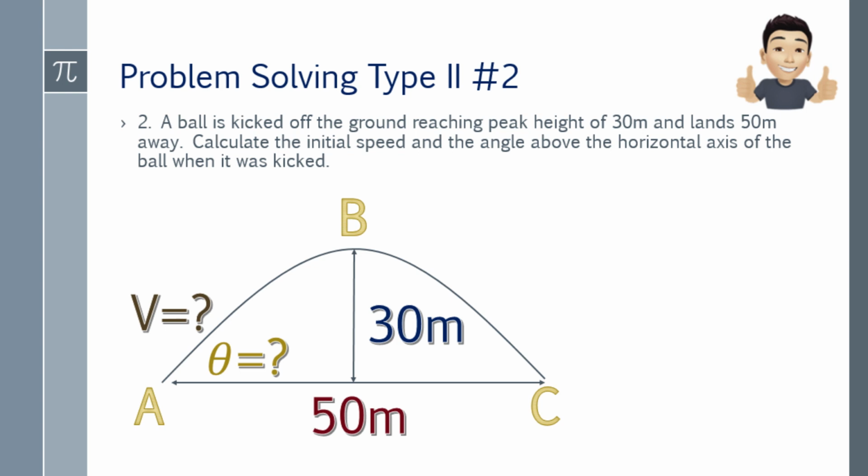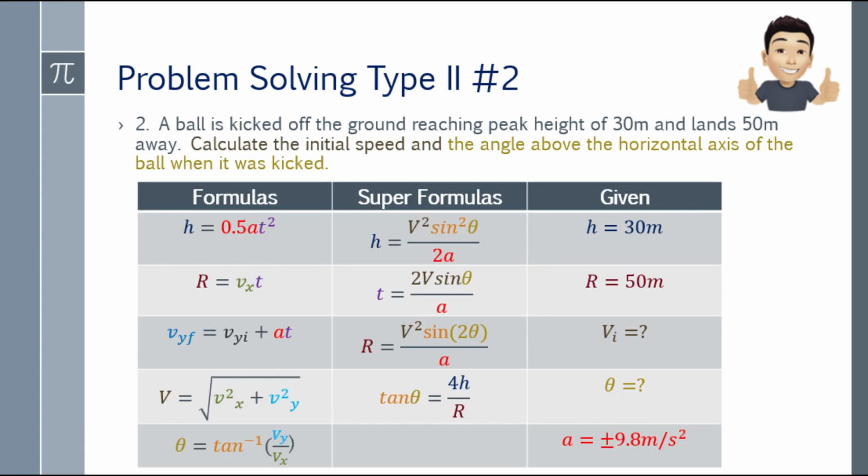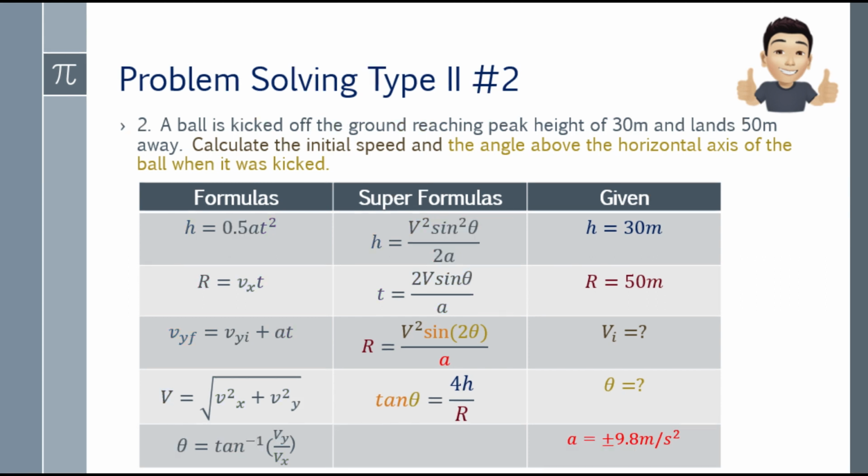Alright, next problem tayo. Problem solving type 2, number 2. A ball is kicked off the ground, reaching peak height of 30 meters and lands 50 meters away. Calculate the initial speed and the angle above the horizontal axis of the ball when it was kicked. So para dito sa problem na to, let's solve muna kung ano yung mas madali. So we can solve for the angle kasi meron tayong height and the range. So we can use the super formula, that is tangent theta is equal to 4h over r.